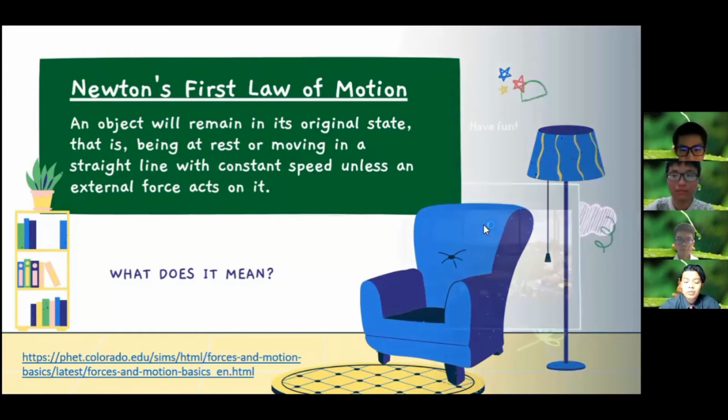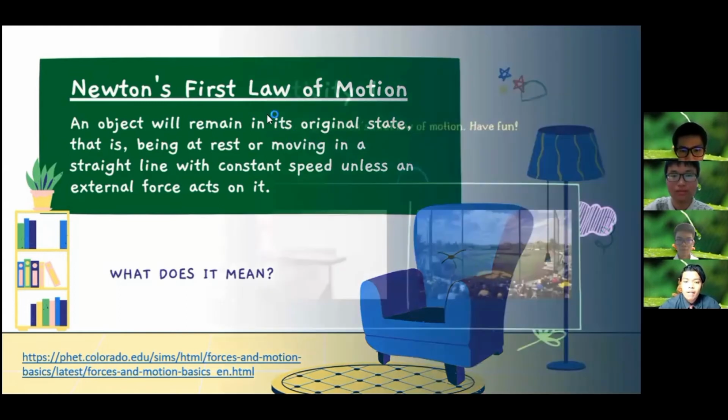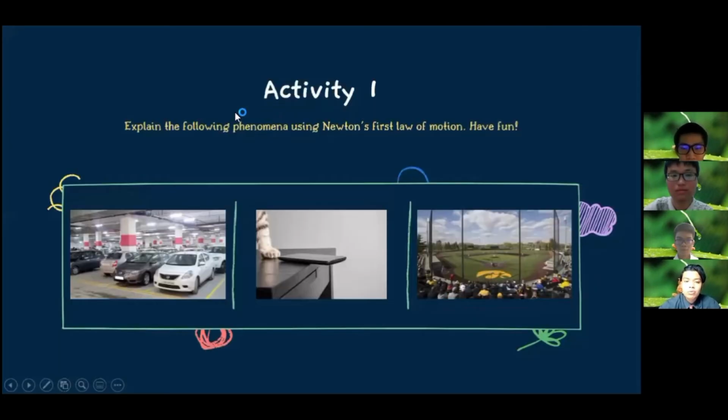Okay, now I need you to explain the following situations. Are you ready? Yes, teacher. Okay. So in this picture, picture 1, what do you see? Many cars parking in the parking area, right? Are the cars moving? No, they are stationary. So if someone double parks behind your car and then you want to come out, how can you make it move? What do you suggest?